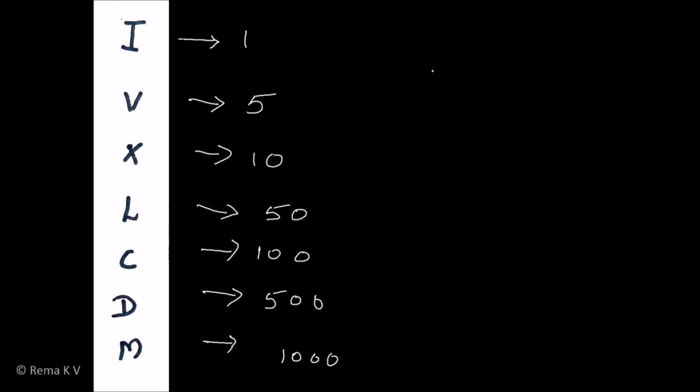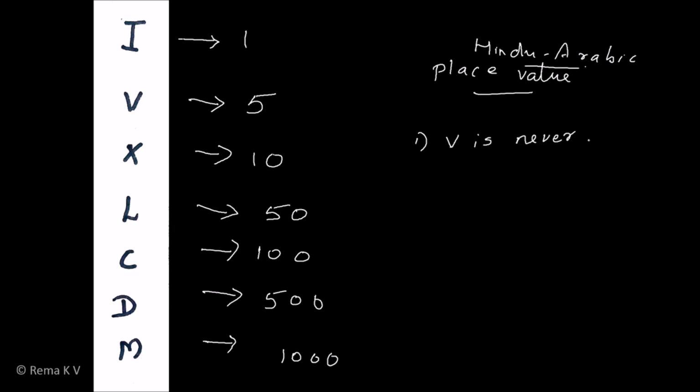In Hindu-Arabic numerals, we are using the place value system. But in Roman numerals, there is no place value system. Instead, there are some rules. So the first rule here is the symbol V is never repeated. Okay. The first rule is this one.